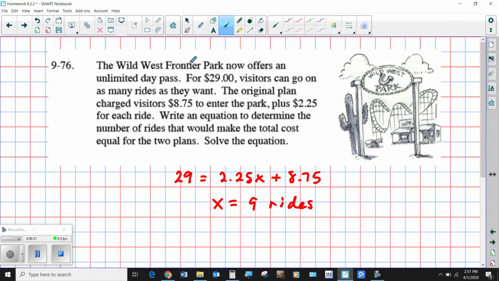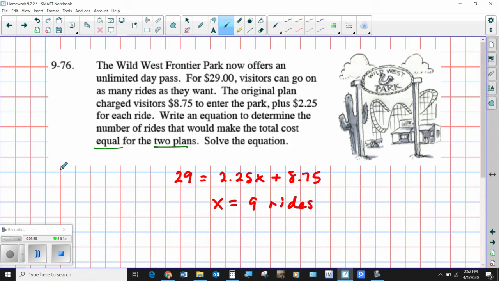All right, the Wild West Frontier Park now offers an unlimited day pass for $29. Visitors can go on as many rides as they want. The original plan charged visitors $8.75 just to get in, and then they had to buy tickets for the rides and pay $2.25 per ticket. So write an equation to determine the number of rides that would make the total cost equal for both plans.